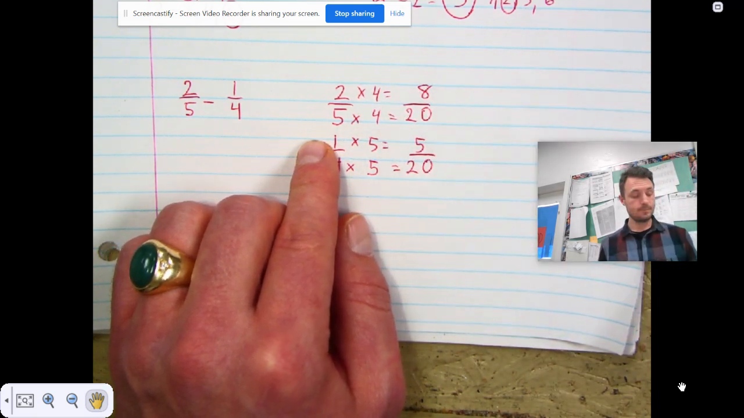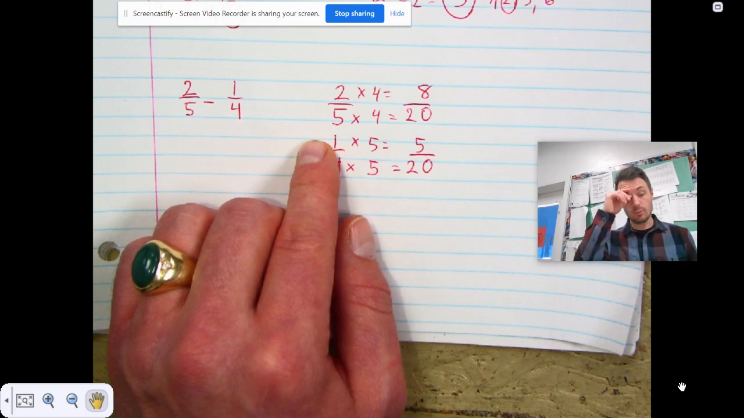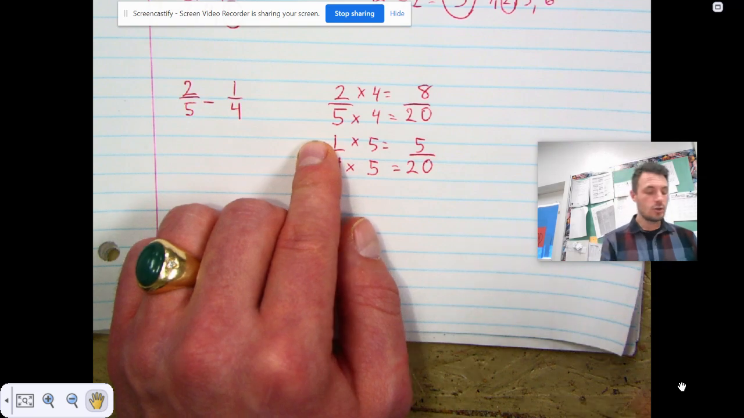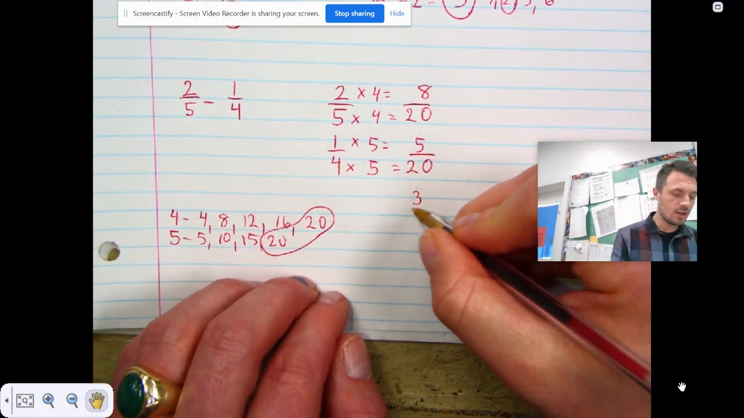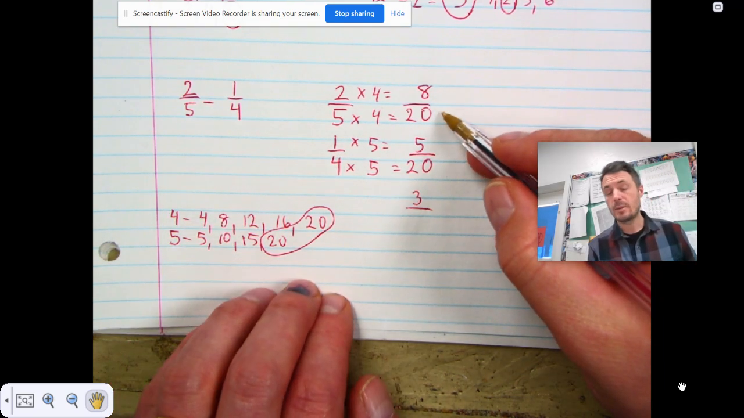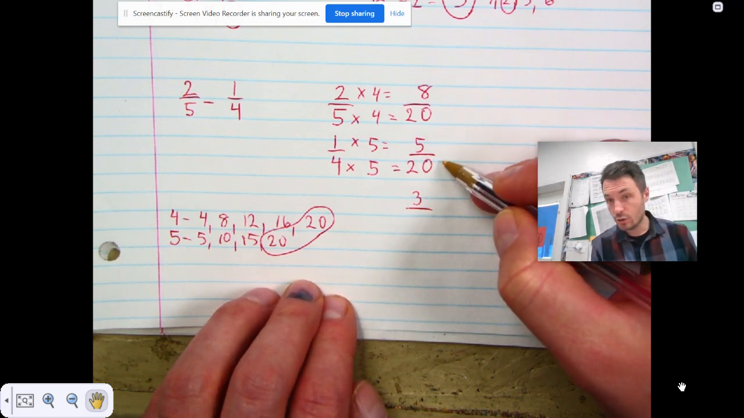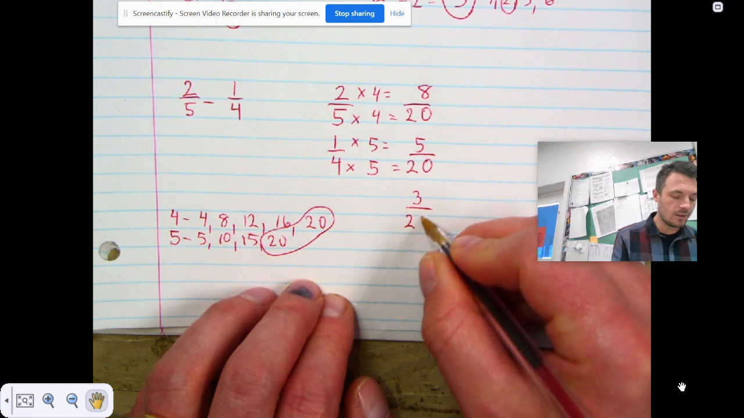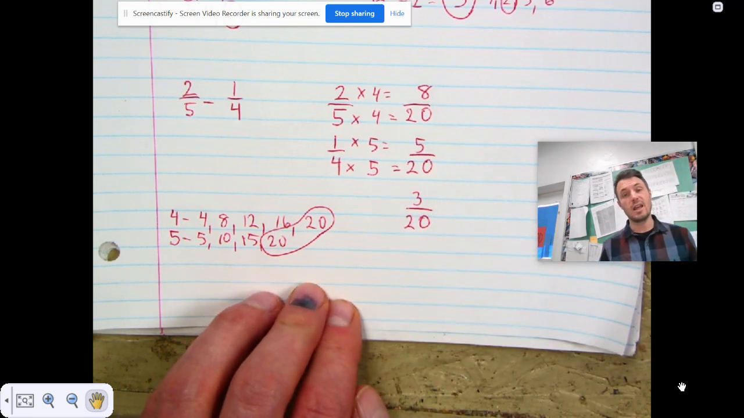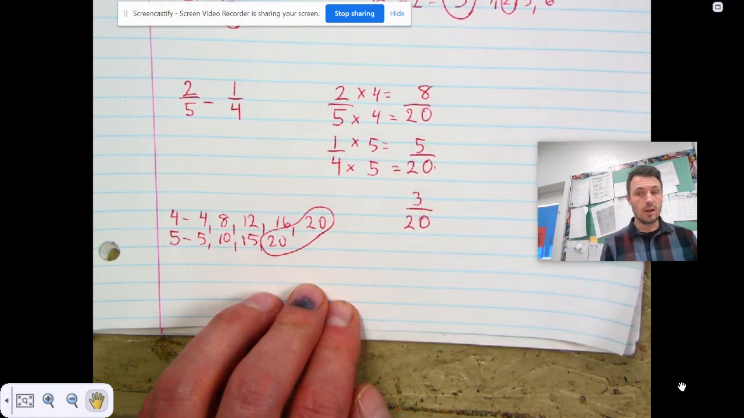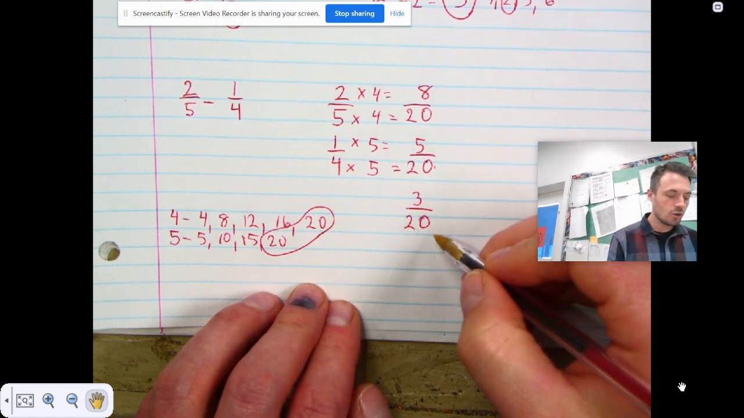Now we subtract. The second step is subtract the numerators and leave the denominator the same. So 8 minus 5 is 3. I have 20 as my denominator in my minuend and 20 as my denominator in my subtrahend. So 20 is the denominator in the difference. It stays the same. You don't subtract 20 minus 20. You just leave the denominator the same. And the answer is 3/20.